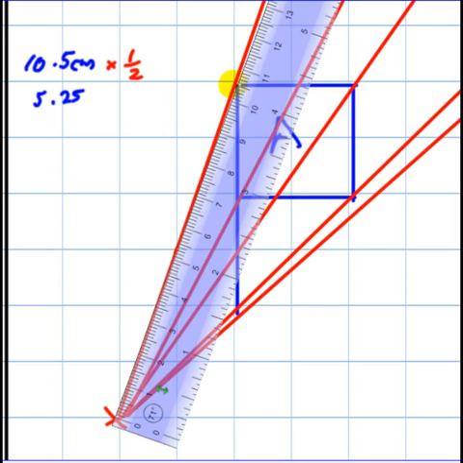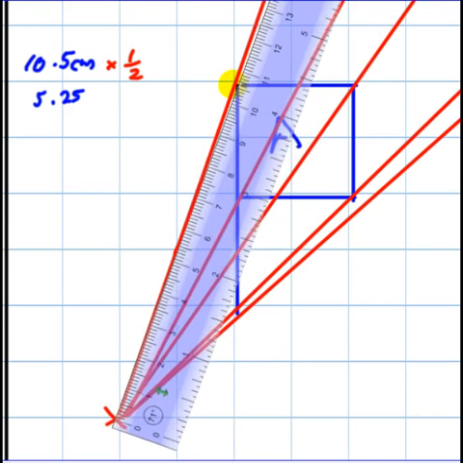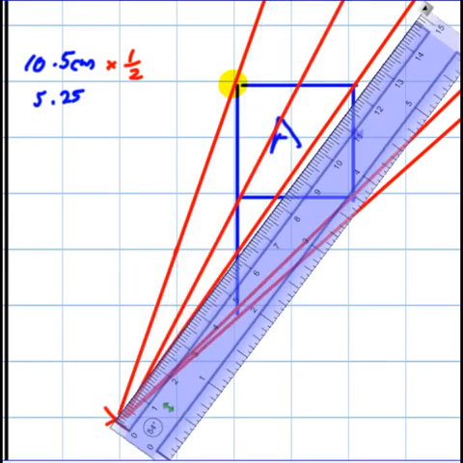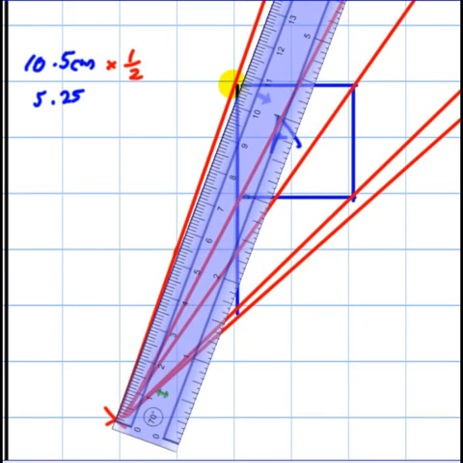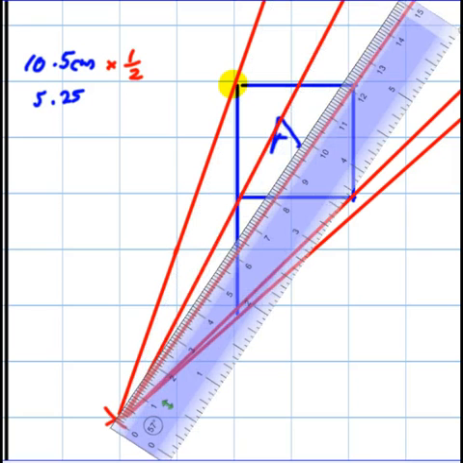Now it's a bit difficult, so the ruler's getting in the way. So look, I just move that ruler out of the way then. No, I didn't want to do that. Do this. And where was 5.25? It was here. So that's where my first new point will be. So that's going to the top left of my shape.